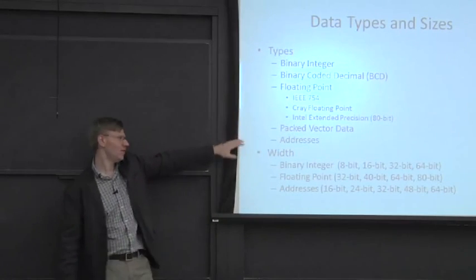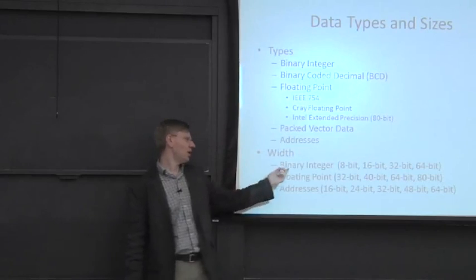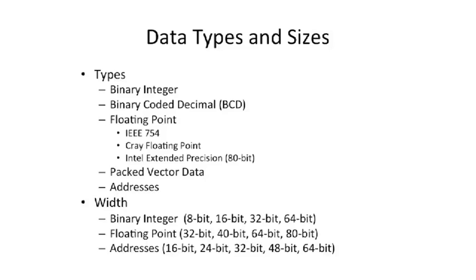And that's separate from the width. So let's say you have binary integer. Well, people have built machines which have 8 bits, 16 bits, 32 bits, 64 bits, all these different things as sort of the default word size.